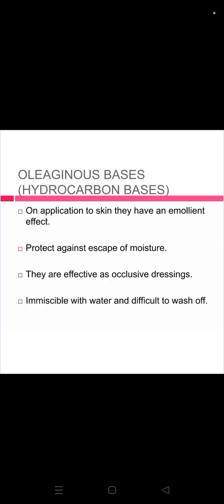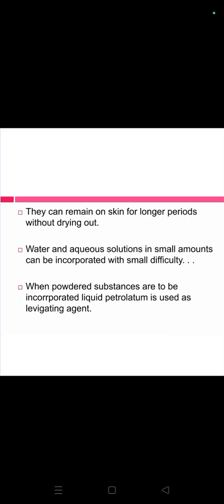Oleaginous bases or hydrocarbon bases. On application to skin, they have an emollient effect and protect against escape of moisture. They are effective as occlusive dressings, immiscible with water and difficult to wash off. They can remain on skin for a longer period without drying out. Water and aqueous solutions in small amounts can be incorporated with difficulty. When powdered substances are to be incorporated, liquid petrolatum is used as levigating agent. They include petrolatum, white petrolatum, yellow ointment and white ointment.